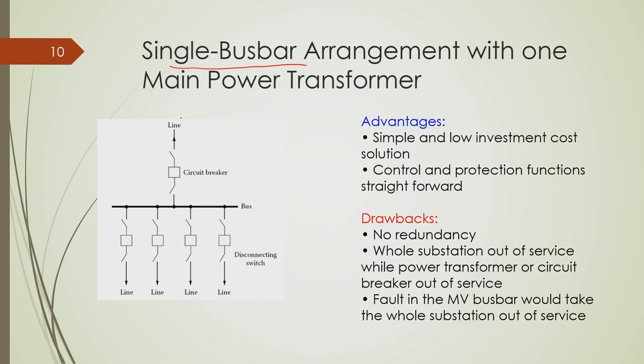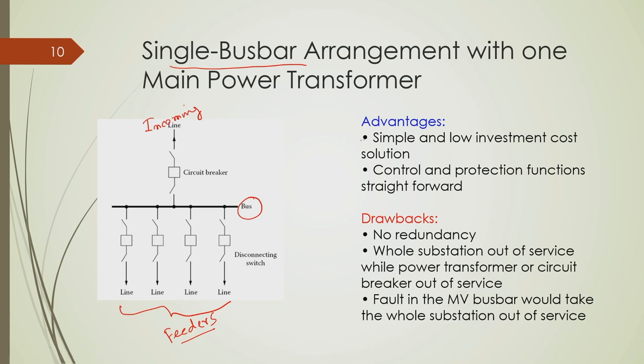We have one incoming line, and this is basically charging this bus. This is the bus from where the individual feeders are going out, and they are supplying the individual loads. They are connected to the individual loads with a distribution transformer, which again steps down the voltage level to the utilization voltage level.